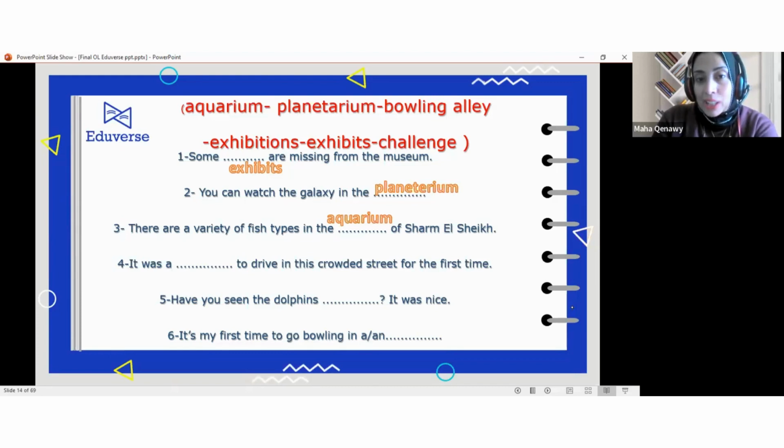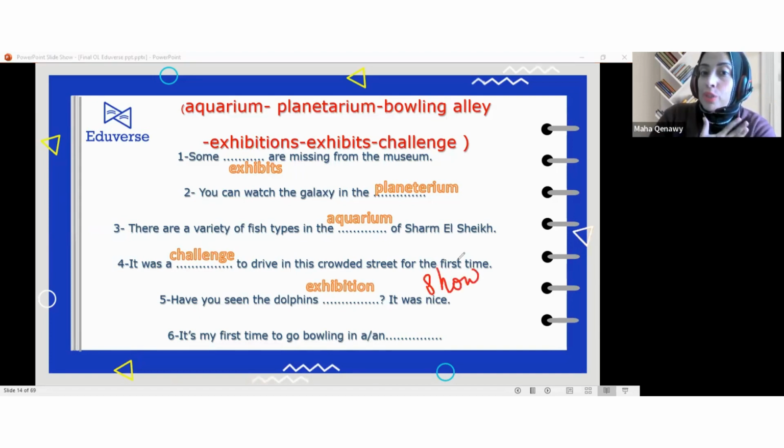It was a challenge to drive in this crowded street for the first time. Can you drive in a crowded street, and this is your first time to drive? Of course, it's something really dangerous, difficult, and challenging. It's a challenge for her or for him to do so, something difficult. Have you seen the dolphins? It was nice. Yes, we all watched it and enjoyed it. Exhibition, fair, show. It has the same meaning as show.